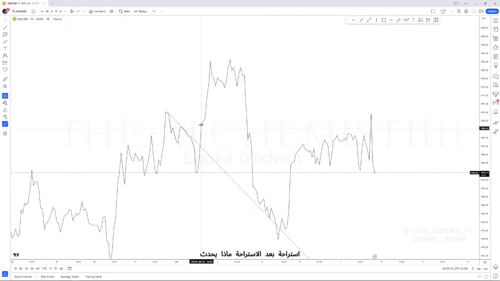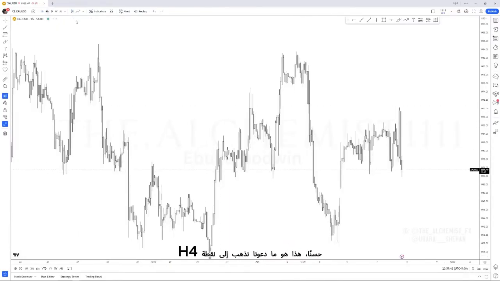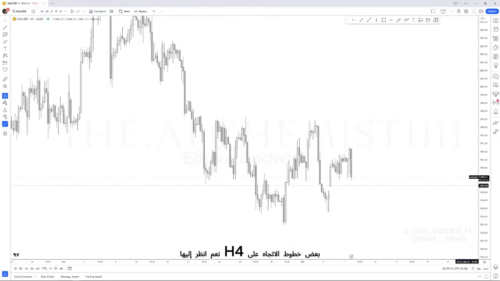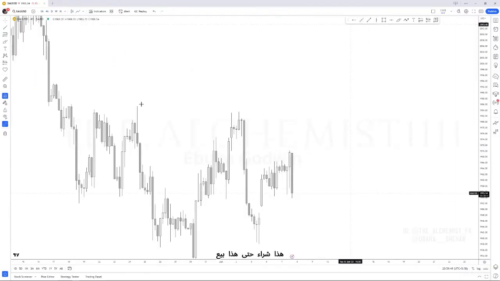Break. After the break, what happens? Retest. Break and retest. Boom. Moves up. Okay, so that's that. Let's go to H4. Spot some trend lines on the H4. Yeah, look at this buy in here. Okay, look at this buy, even this sell in here.